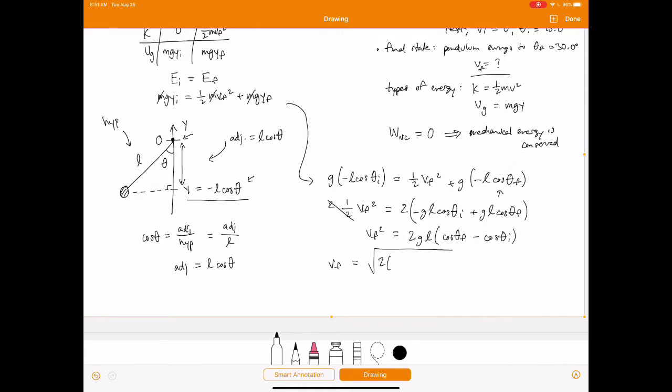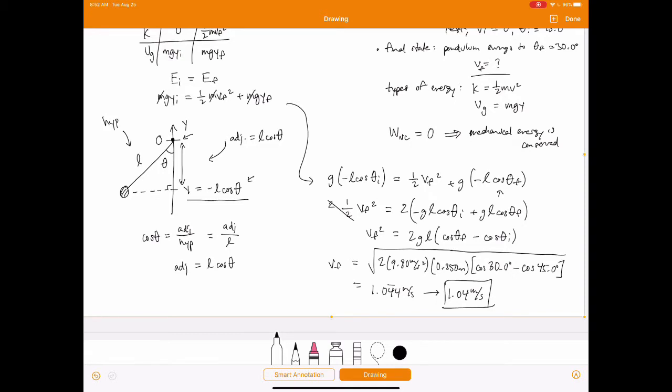So I'm going to have 2 times 9.8 meters per second squared times L, the length of the string, which is 0.35 meters, times cosine theta final, which is 30 degrees, minus cosine theta initial, which is 45 degrees. If you do this calculation, it's going to come out to 1.044 meters per second, but we'll round that to 1.04 meters per second. So we were able to use conservation of mechanical energy to figure out the final speed of the swinging pendulum.